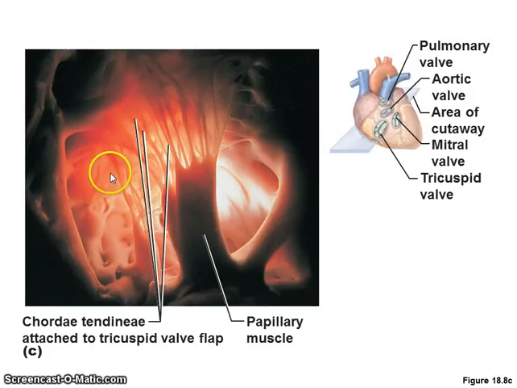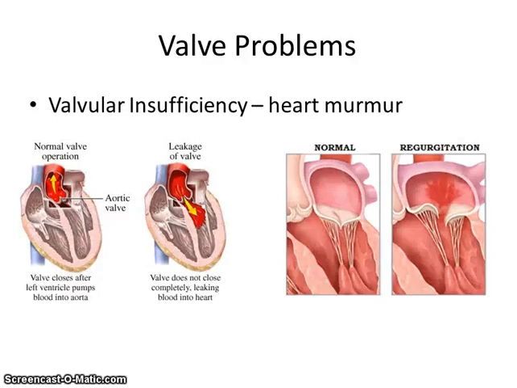And then here's a view in a ventricle. We've got a cuspid with the chordae tendineae, those cords connecting the papillary muscle to the cusp. Remember, tendons connect muscle to bone, so these connect muscle to cusps. If you have valve problems, it's called a heart murmur. You can hear the regurgitation of it going back, not closing completely.